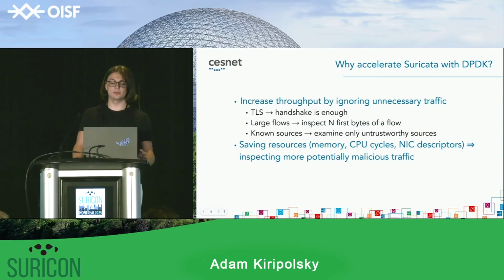So why did we decide to accelerate Suricata? Well, there are multiple types of flows we don't need to see in Suricata. For example, with TLS, we just need to see the handshake. For large flows, it's often enough to see just the first N bytes of the flow, and we can sometimes completely ignore traffic from known sources. This optimization can save us resources such as memory, CPU cycles, or NIC descriptors, which can lead to inspecting more of the potentially malicious traffic.